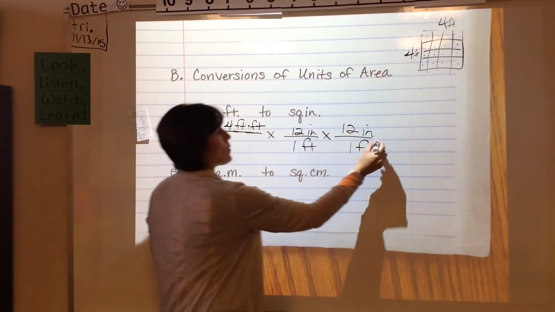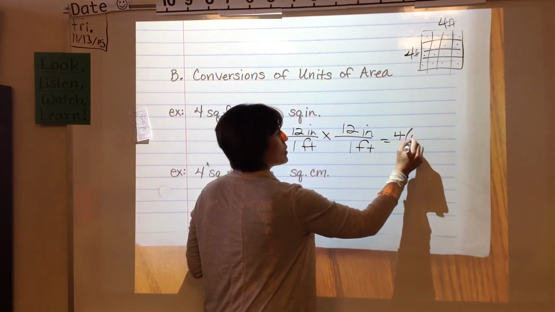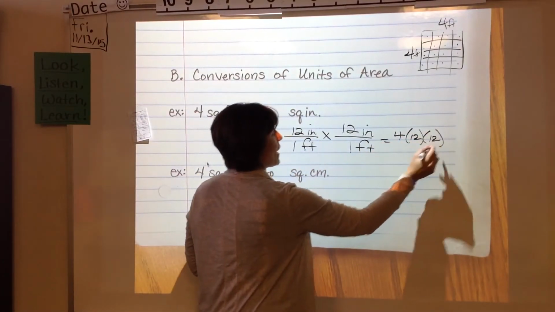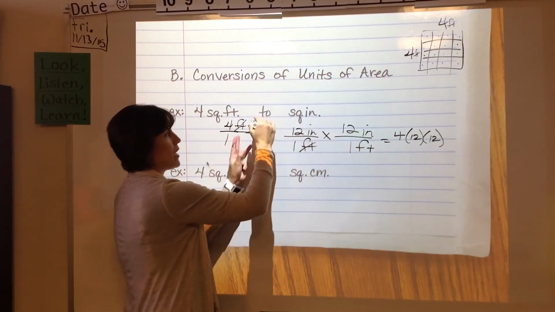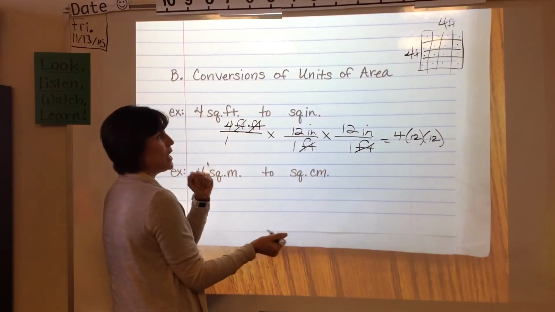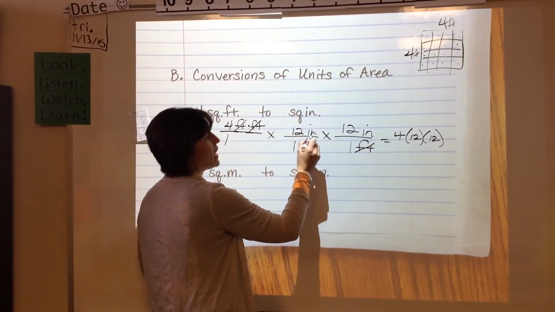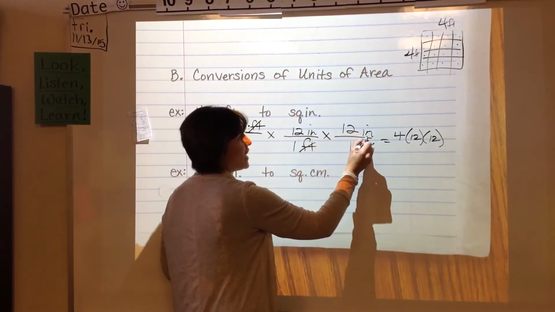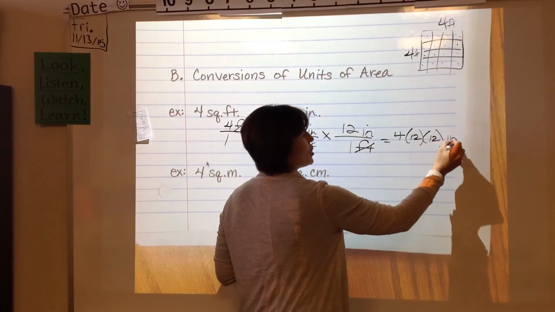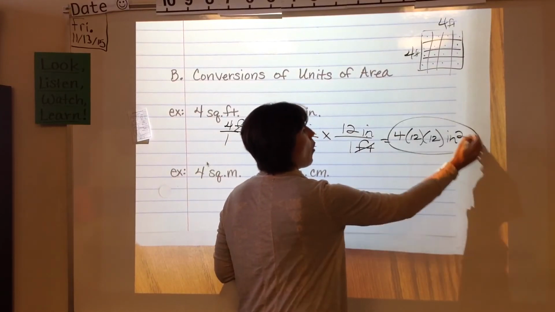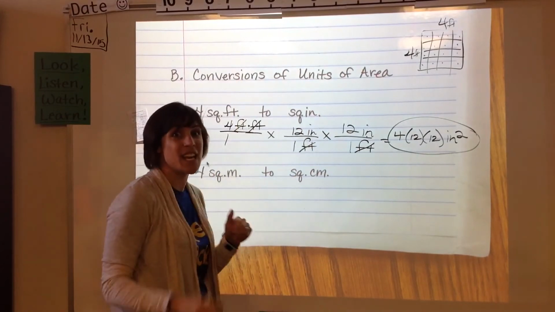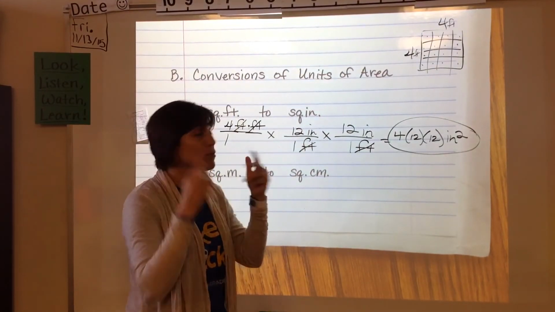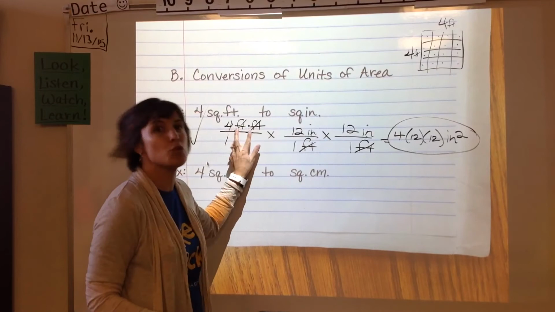4 times 12 times 12. 4 times 12 times 12 is my answer. This foot cancels with this foot when you're multiplying across. This one on top can cancel with this one on bottom. And what do we have left? Inches times inches, which is inches squared, or square inches. We did it! See? It works out awesome. You just have to remember that if it's square feet, you have to write it down twice.